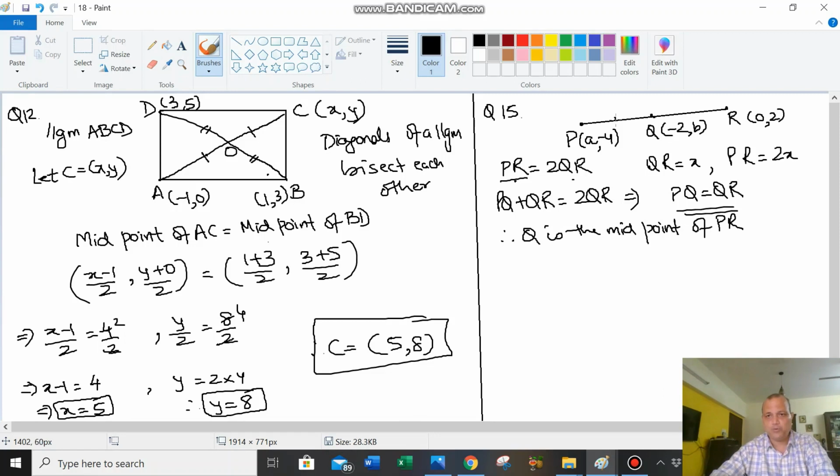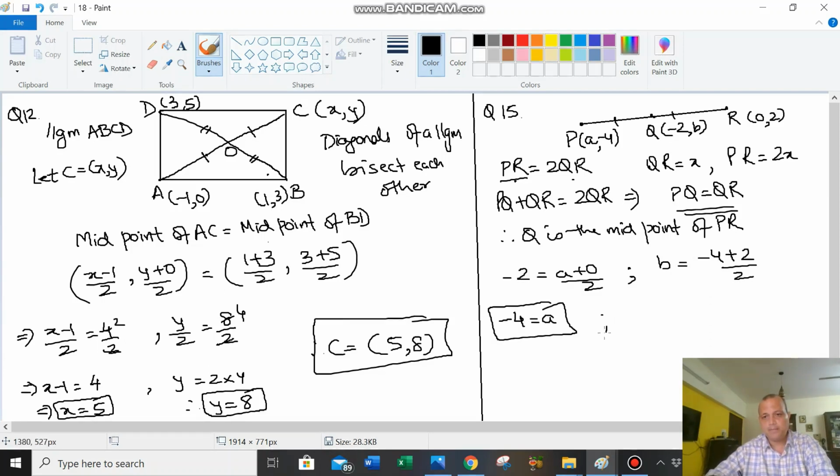So if this is the midpoint, then we'll apply the midpoint formula, which means negative 2 is equal to (a plus 0) upon 2. This is the x coordinate. And the y coordinate of the midpoint, which is b, is equal to (negative 4 plus 2) upon 2, which means negative 4 is equal to a, and b is equal to negative 2 upon 2, that's negative 1. Let's check what they want. As per the question, they say find the value of a and b. So we've already calculated. a is negative 4, b is negative 1.